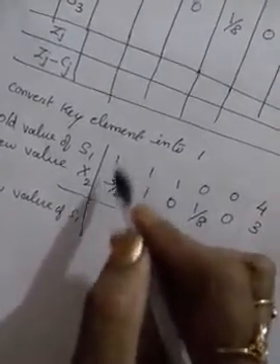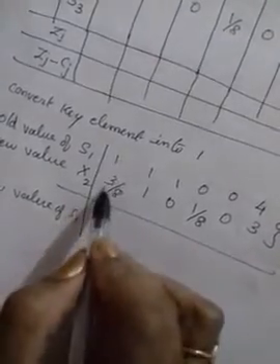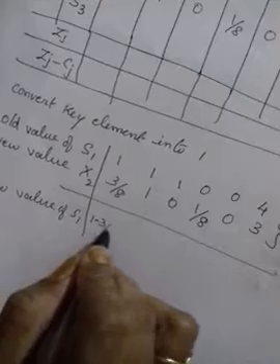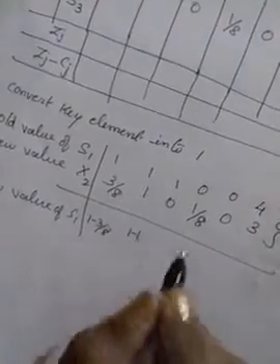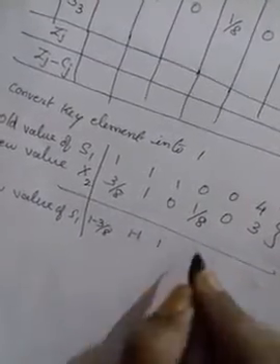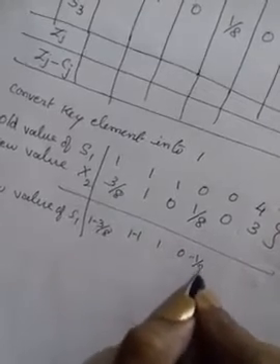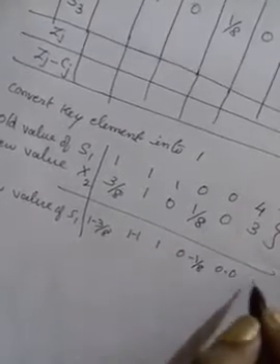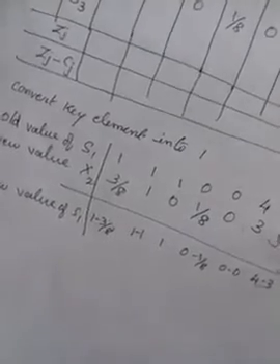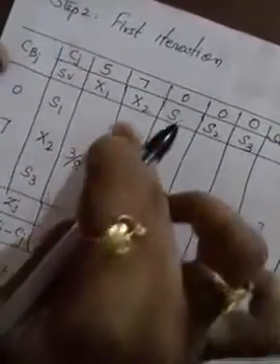Is it clear? So how to find out the new value? We have to subtract these two values. This entire row we have to subtract. 1 minus 3 by 8, 1 minus 1, and 1. 0 minus 1 by 8. 0 minus 0. And 4 minus 3. Is it clear? Why we are doing this? Because apart from this key element, the other values we have to make into 0. Is it clear? The other values we have to make into 0.